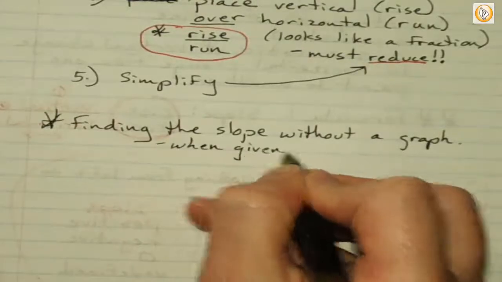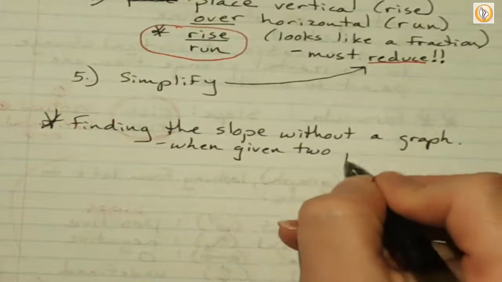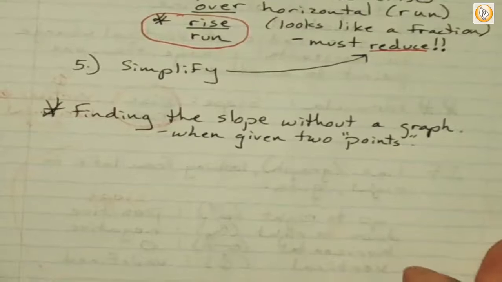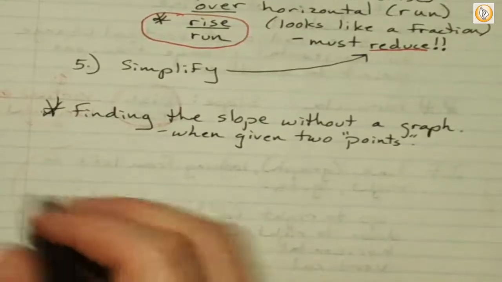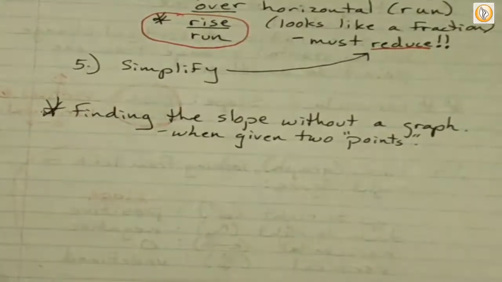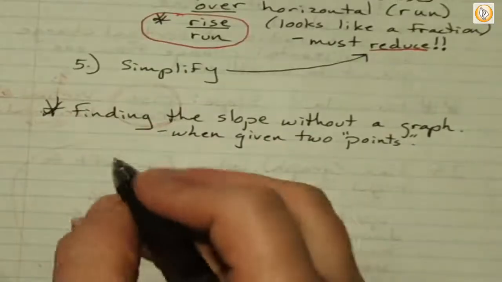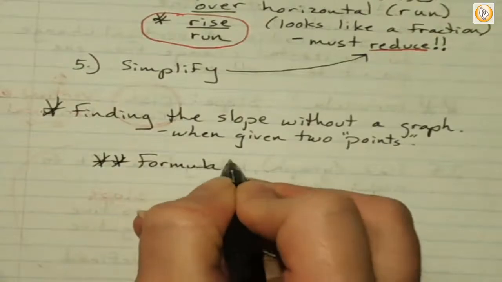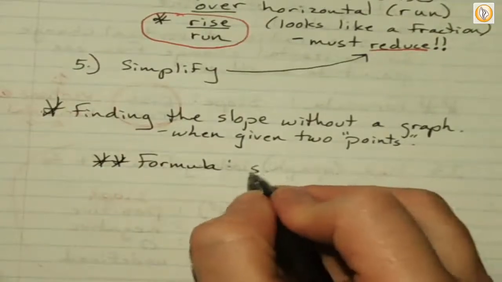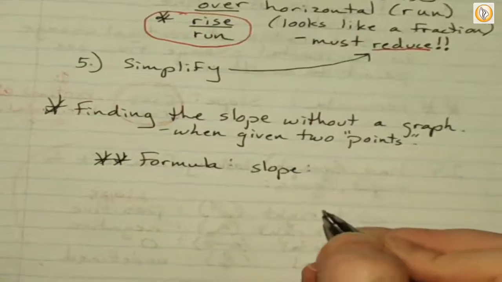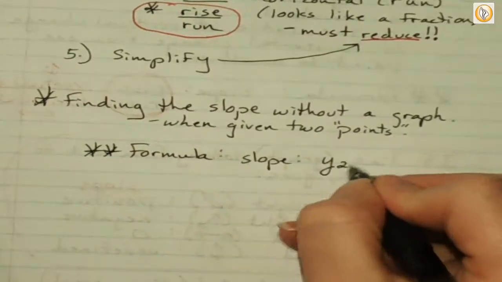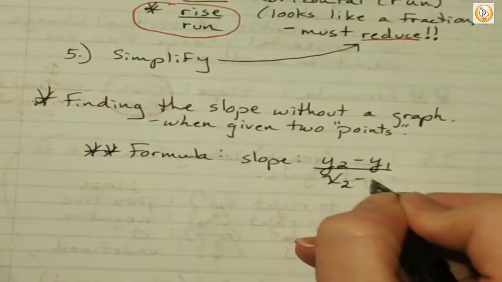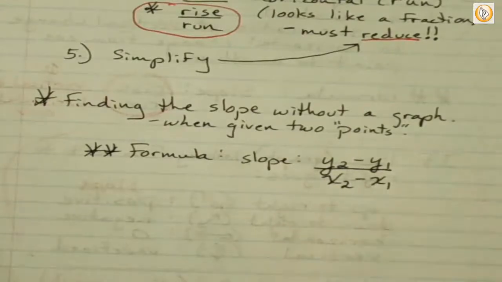When given 2 points. Formula: y2 minus y1 over x2 minus x1.